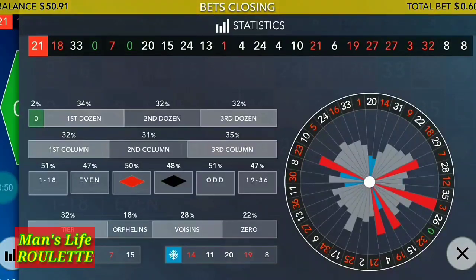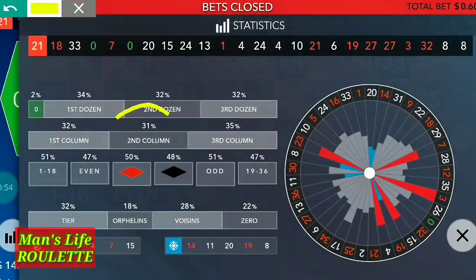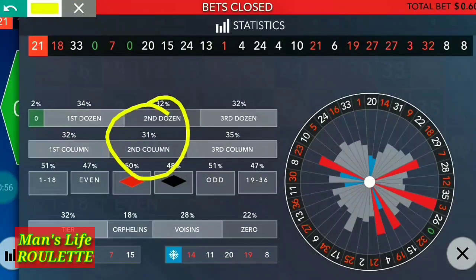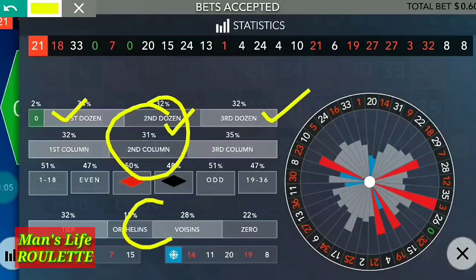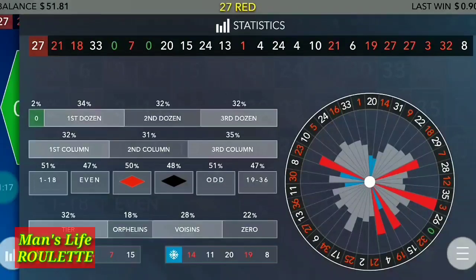So now, as you can see here, let me draw you first. Now, this column number 2 has 31% of chances, column number 1 32, and it's 35. So column number 2 now became the coldest one, and column number 3 is still at the hottest position. So now I need to shift my bet from first and third column to second and third column. This is quite important. This is especially a trick for online roulette, you can say.